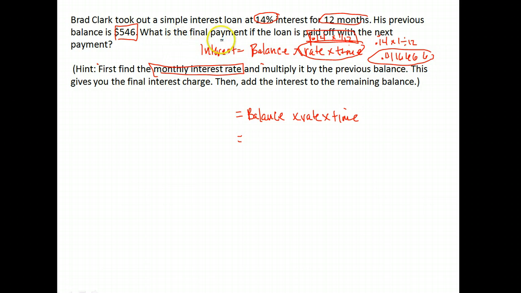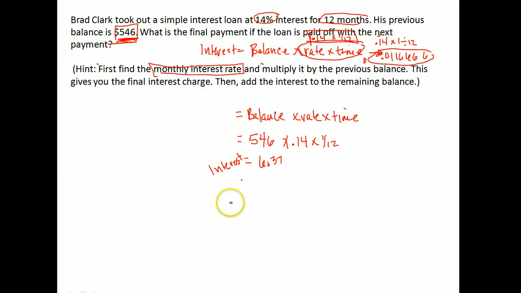So if we're paying off this loan on this payment, we have to pay the $546 plus any interest that we owe. Now the interest we owe, again, we take the current balance of $546 times our rate of 0.14 times 1/12, or just 546 times this number we found up here. Okay, when we do that, we get $6.37. So again, this is the amount of interest you owe right now, is $6.37.